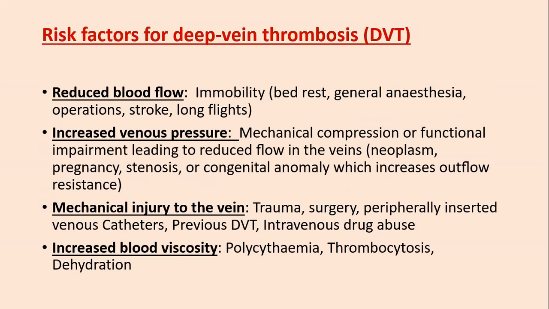Risk factors for deep vein thrombosis. The first is reduced blood flow. Reduced blood flow in the veins is created by immobility, like bed rest, prolonged general anesthesia, operation, following stroke, or following a long flight. It may also occur because of increased venous pressure. Increased venous pressure develops because of mechanical compression or functional impairment leading to reduced flow in the veins, like neoplasms, pregnancy, stenosis, or congenital anomaly, which increases the outflow resistance from the vein.